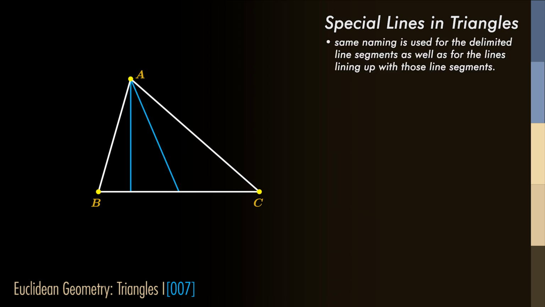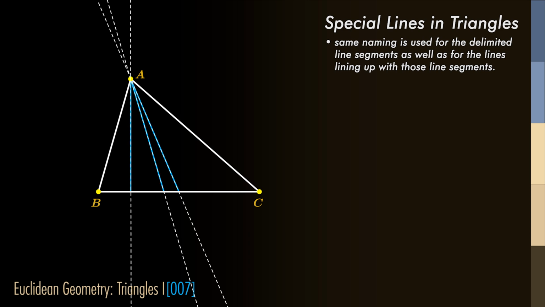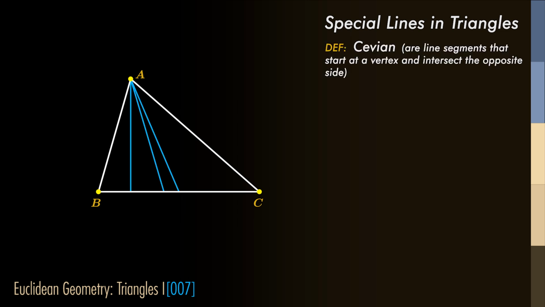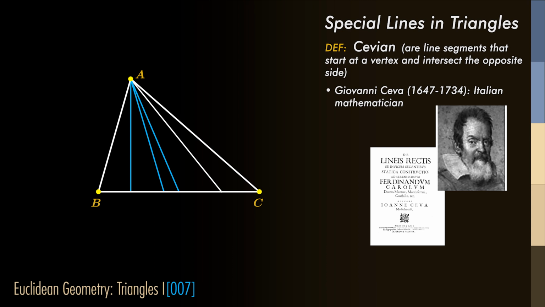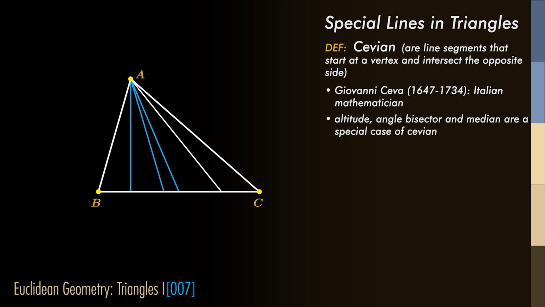In the case of median, altitude and angle bisector, we define these as line segments. But the same name is also used when we take the extended line that coincides with them. All the lines in triangles that start at a vertex and intersect the opposite side are called cevians. The name comes from the Italian mathematician Giovanni Ceva. Medians, angle bisectors, altitudes, etc. are all special cases of cevians.